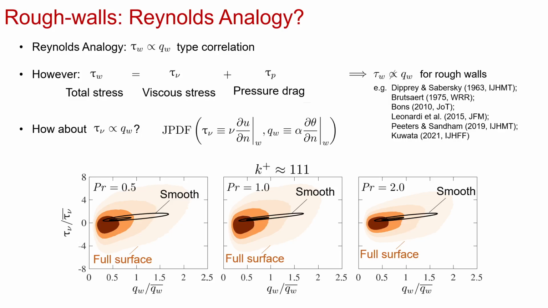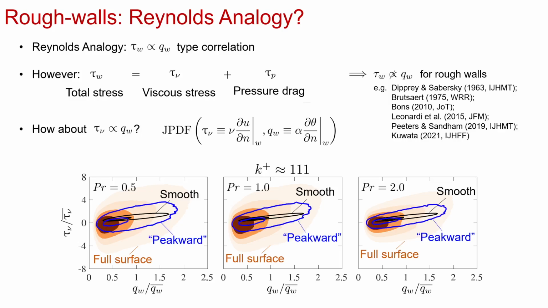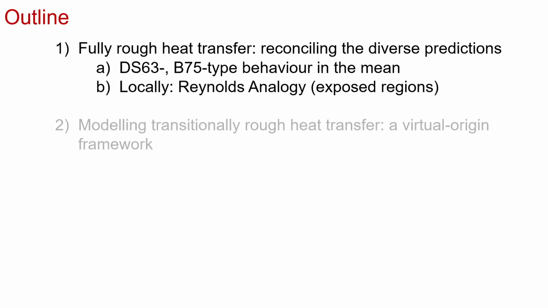But now, in line with what I showed previously, if I now conditionally sample my regions locally to my roughness peaks, I'm now starting to recover a more smooth wall-like behavior, or in other words, towards a Reynolds analogy type heat transfer. And so the key takeaways in the first part of my talk are that although we might find a Dipprey-Sabersky or Brousseau-like behavior in our mean heat transfer, locally in fact we can recover a Reynolds analogy type behavior in exposed regions, which runs contrary to how we might view a rough wall heat transfer conventionally.